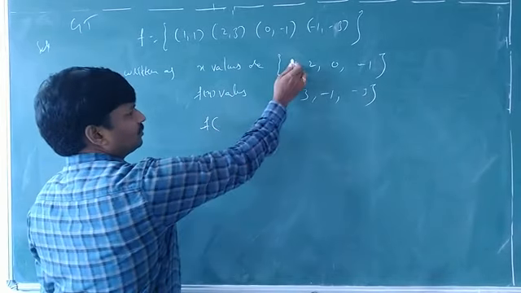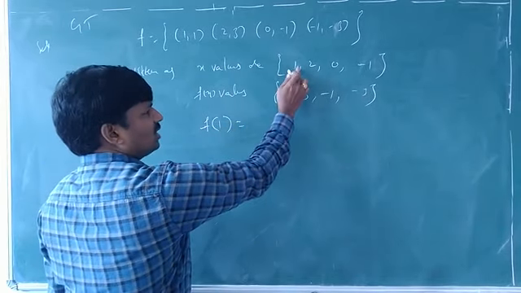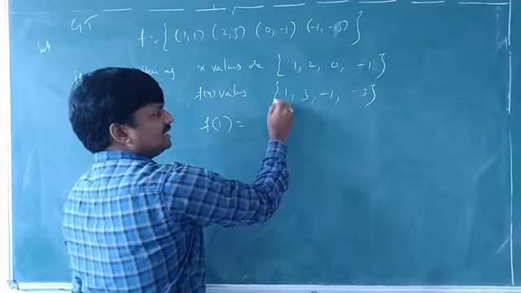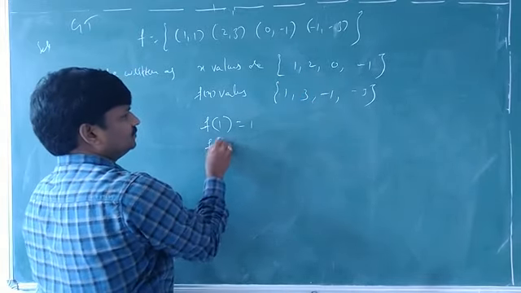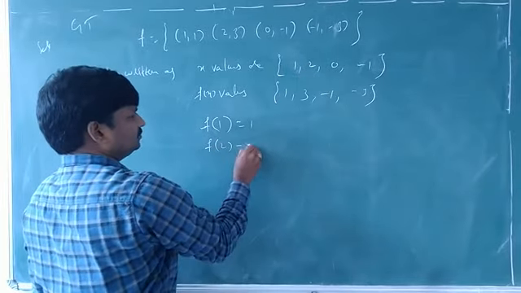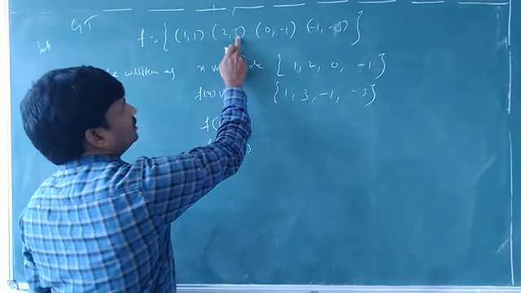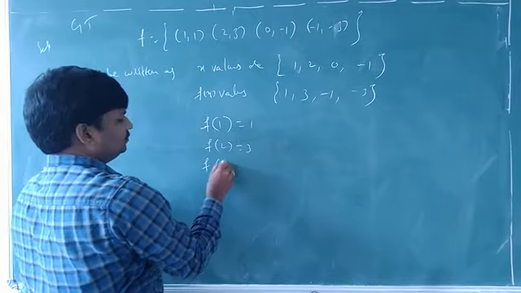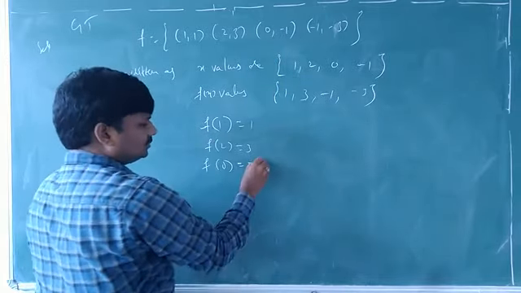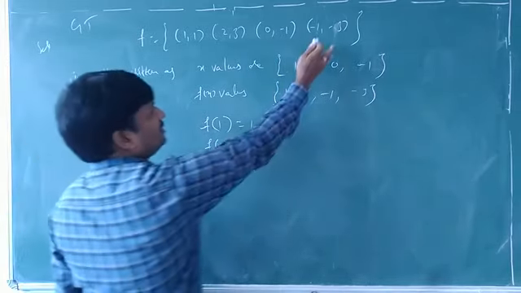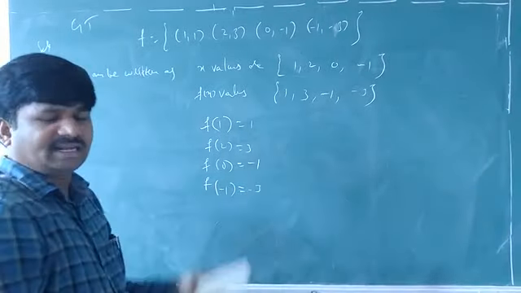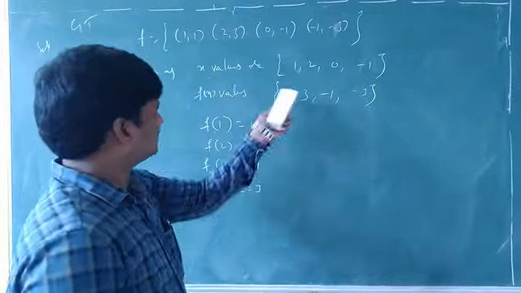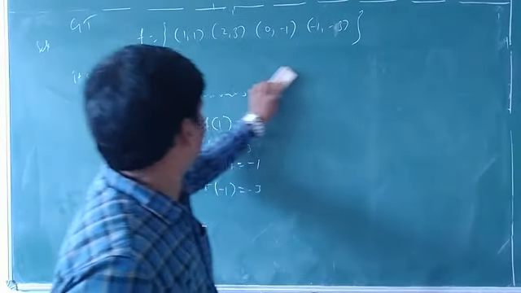So how can we write this one? f(1), x value 1, it is the f(x) value, right? So f(1) equals 1. Next, f(2) equals 3. Next, f(0) equals minus 1. Next, f(-1) equals minus 3. Like this manner you have written. Now I explained only to understand; actually this one you don't need to write.